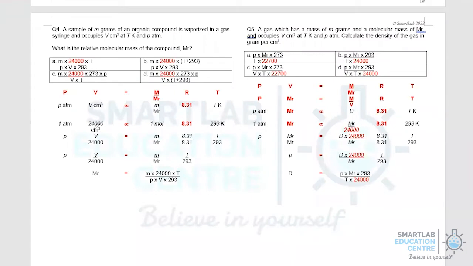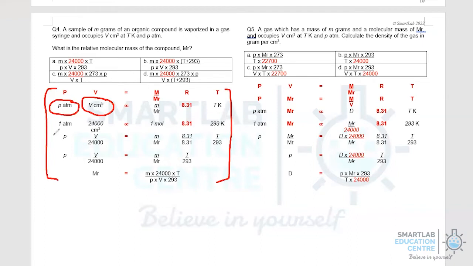Next, while we use PV equal to nRT, we tend to use it in SI units. However, there are some questions that will require us to use non-SI units. In those circumstances, we tend to use comparative analysis, which means that, for example, in this example here, you find that the question would have quite a few unknowns in the units of atmospheric pressure and cm cube.